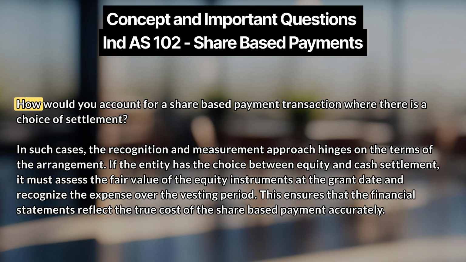Now let's tackle another important question. How would you account for a share-based payment transaction where there is a choice of settlement? In such cases, the recognition and measurement approach hinges on the terms of the arrangement. If the entity has the choice between equity and cash settlement, it must assess the fair value of the equity instruments at the grant date and recognize the expense over the vesting period. This ensures that the financial statements reflect the true cost of the share-based payment accurately.